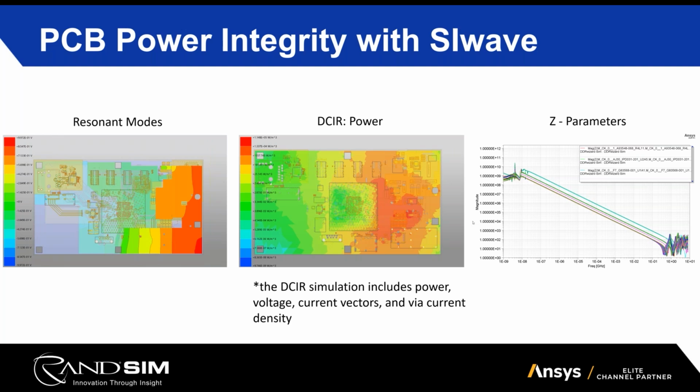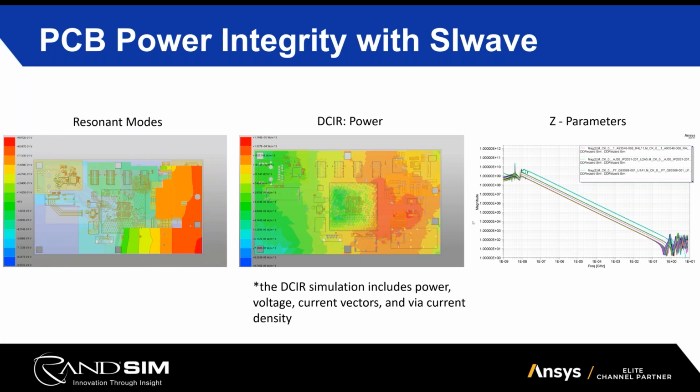One of them being the resonant mode. This is going to allow us to visualize where we're at different frequencies, where we're having high voltages. Similarly, we can also look at the DCIR power as a map across our board to see where we're having high power in those areas, which may cause us to reevaluate for thermal or heat or even signal integrity reasons.